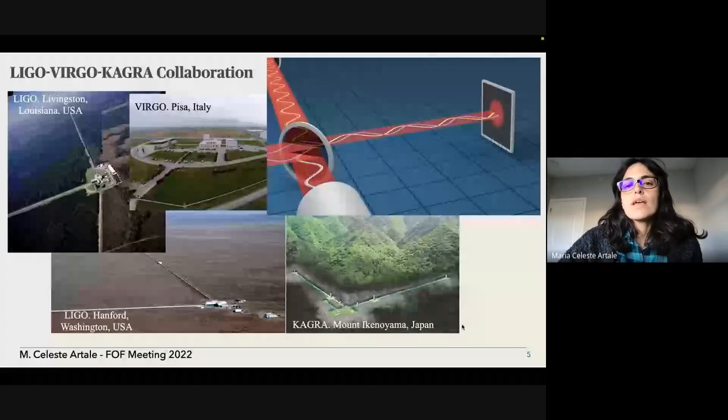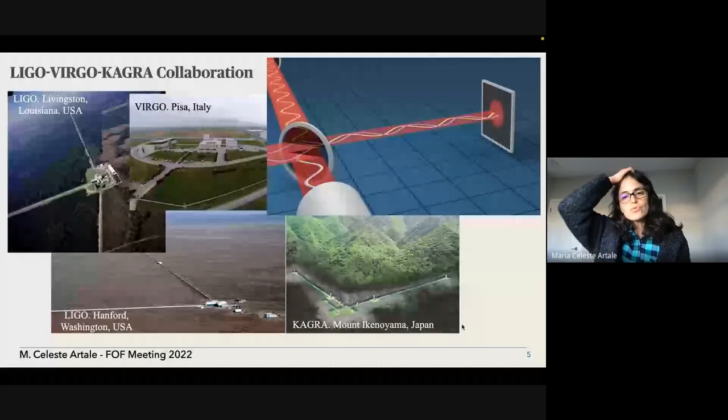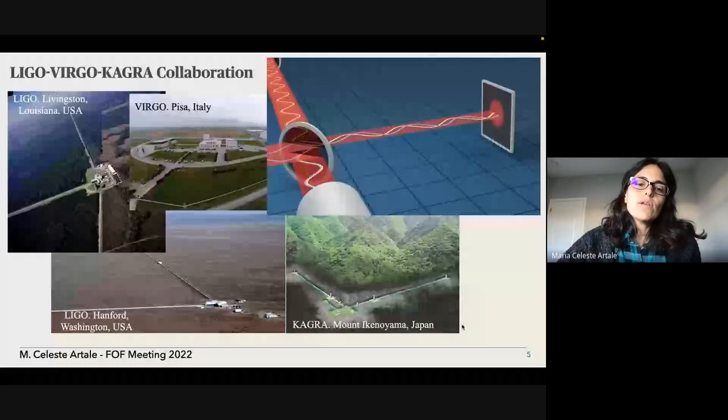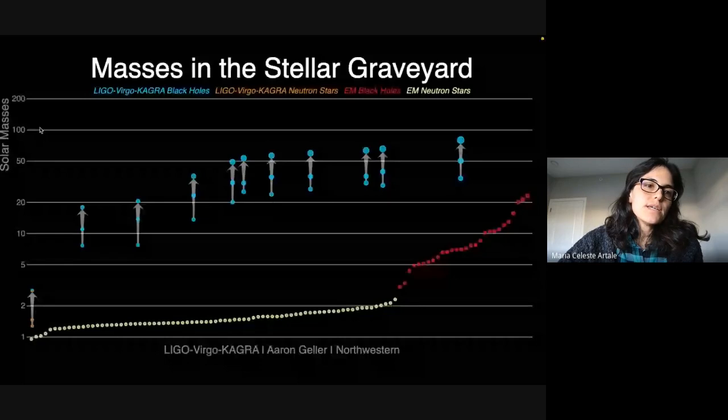Now, just to give you an idea about how fast the number of events is growing, I would like to show you this plot. On the y-axis, these gray lines indicate the mass of the compact objects, ranked in ascending order. The blue dots here are the binary compact objects. So these are the two masses, and the arrow indicates the result of the merger.